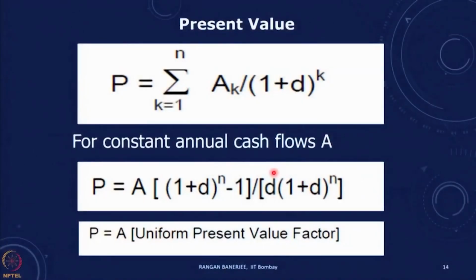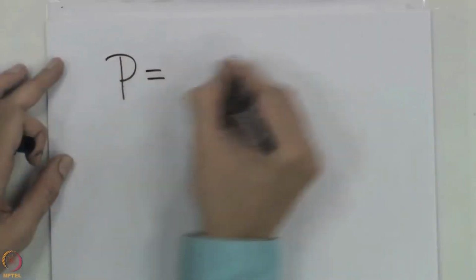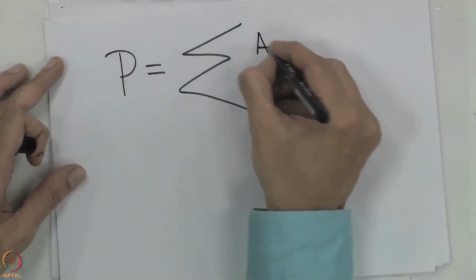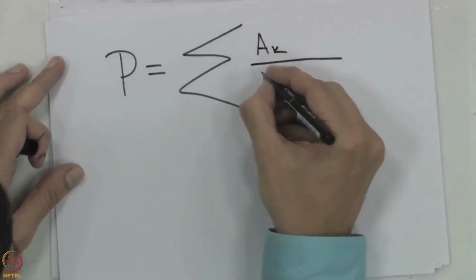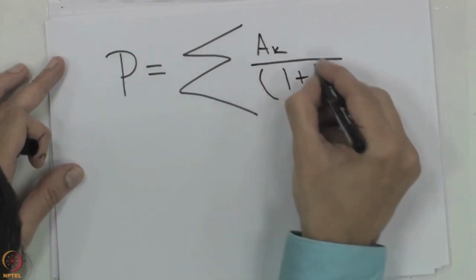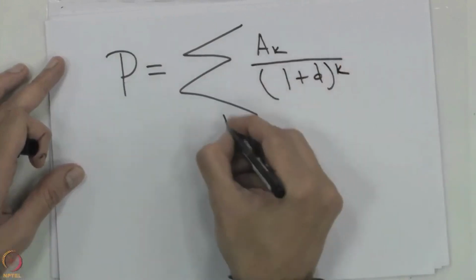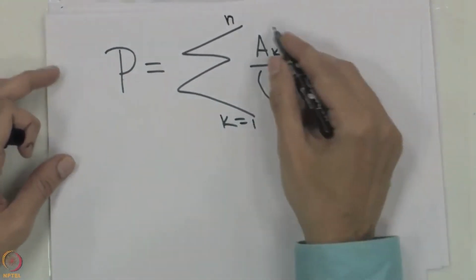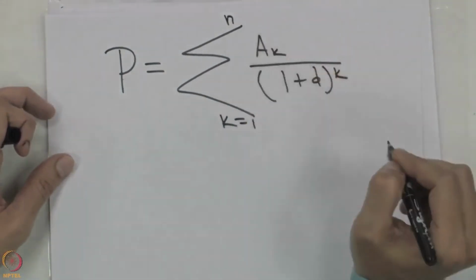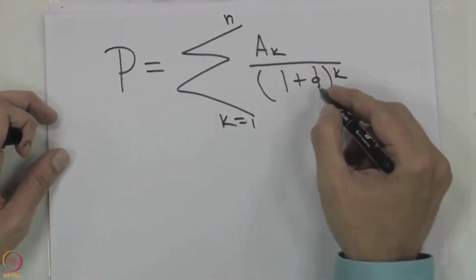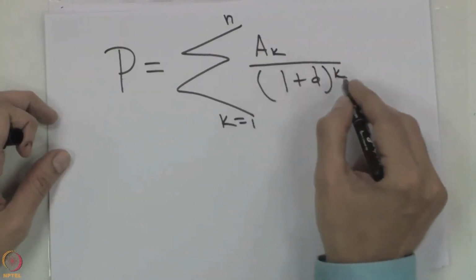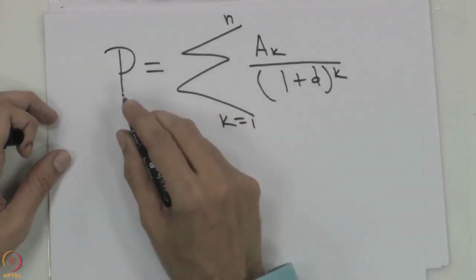So, P will be the sum of AK, where AK is the cash flow stream in the kth year. This is now divided by this factor 1 plus d raised to k to bring it into present value.